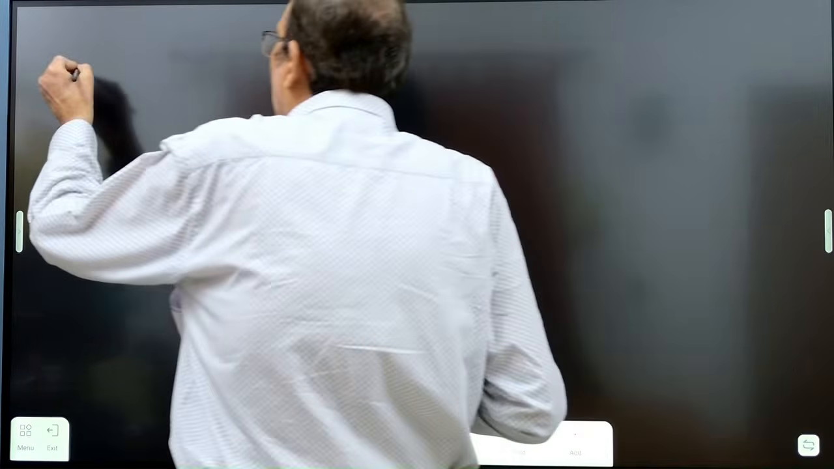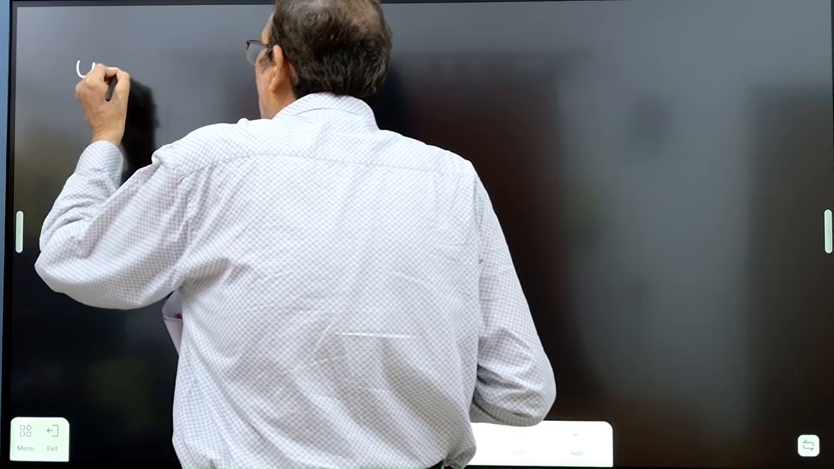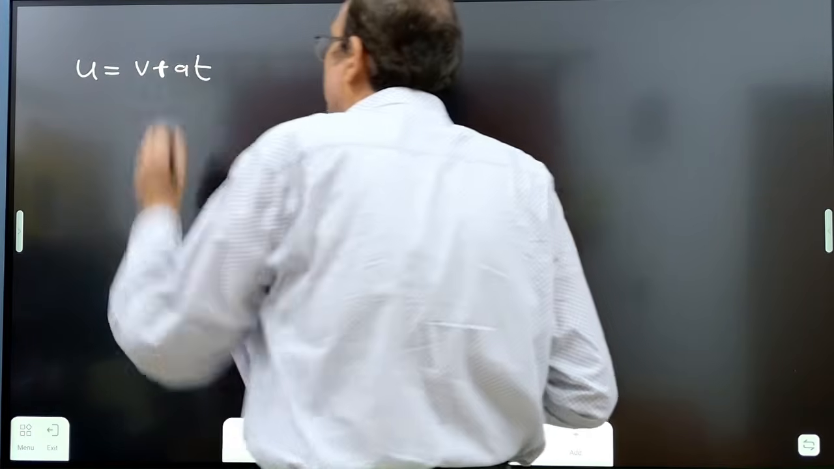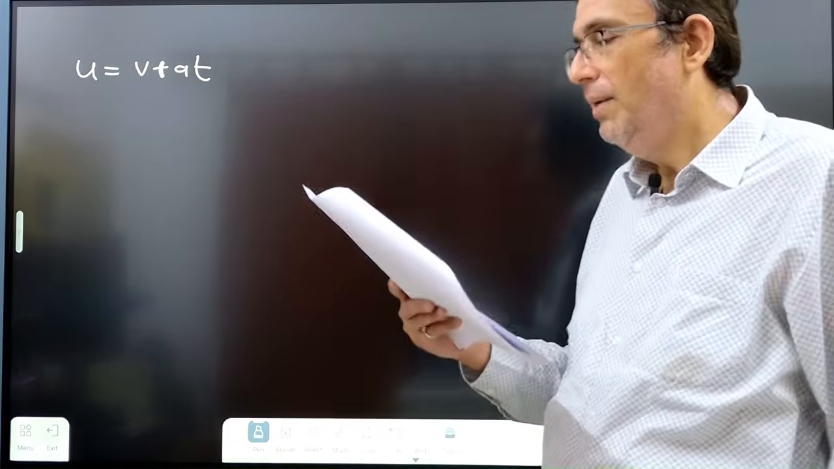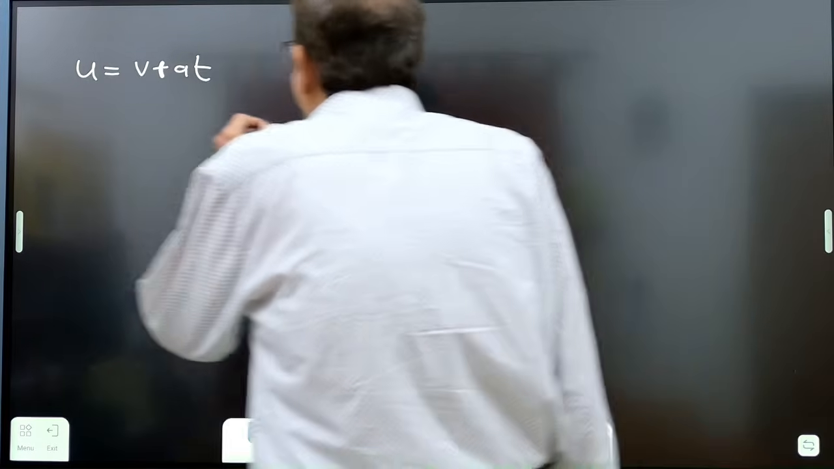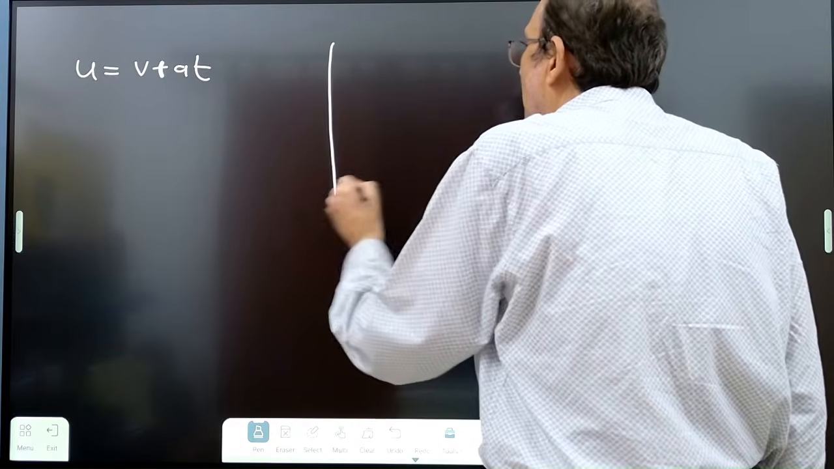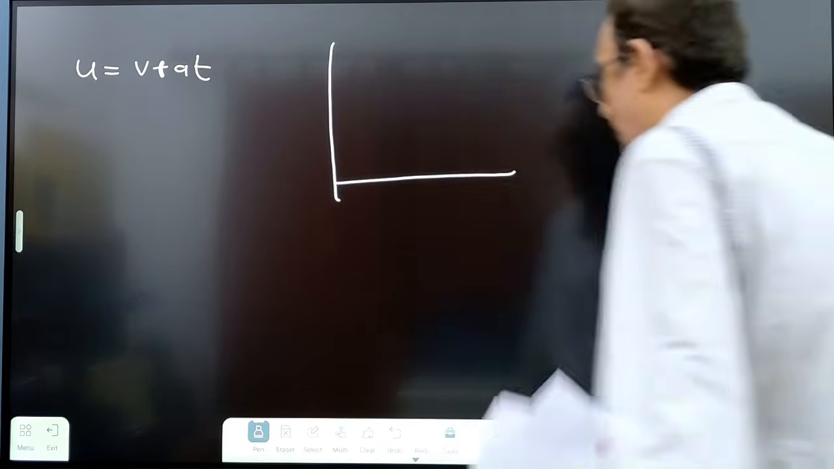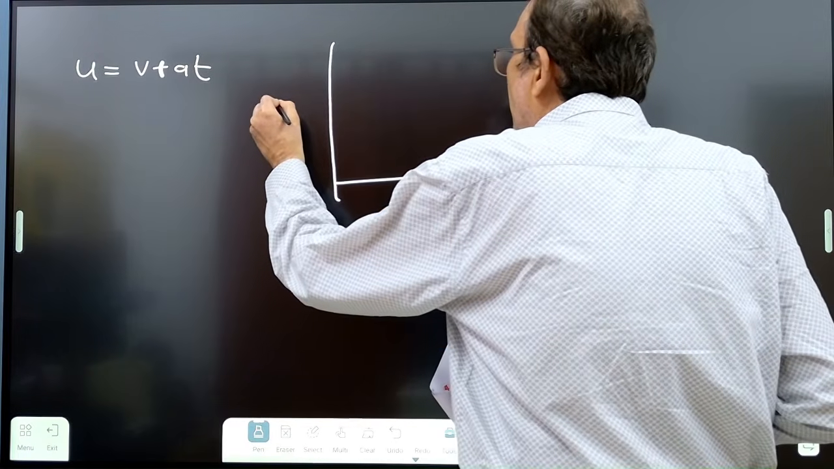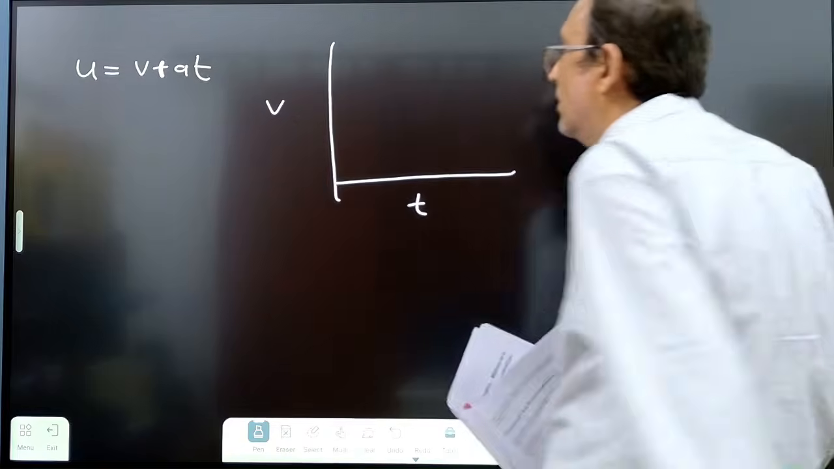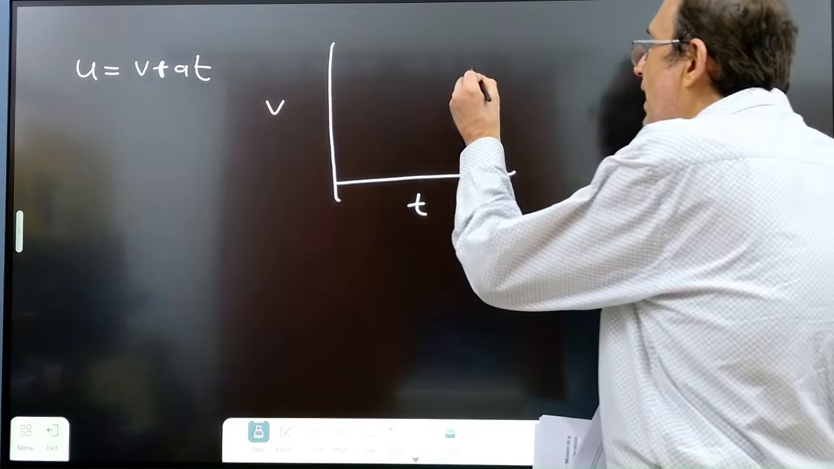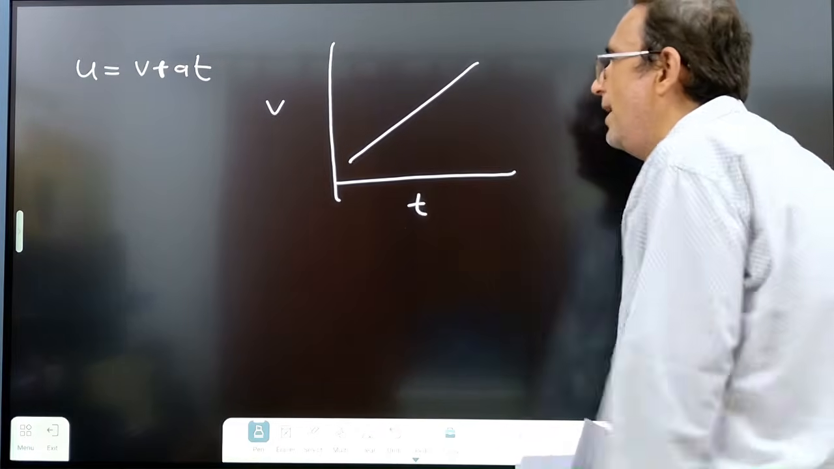That is u is equal to v plus at. So let us derive this equation graphically. So graphically, if you plot the time versus velocity graph, in that case, it is a straight line if the motion is uniformly accelerated.